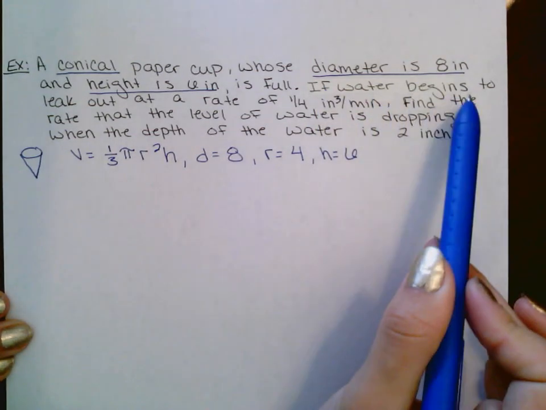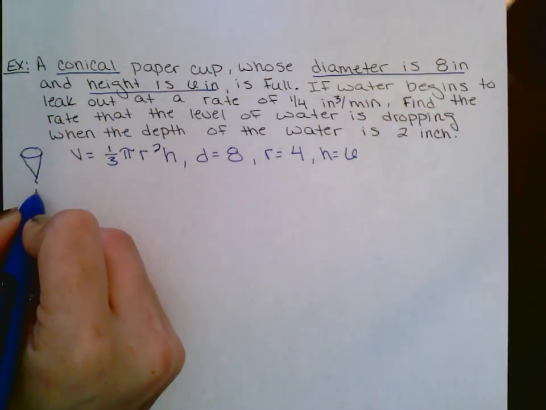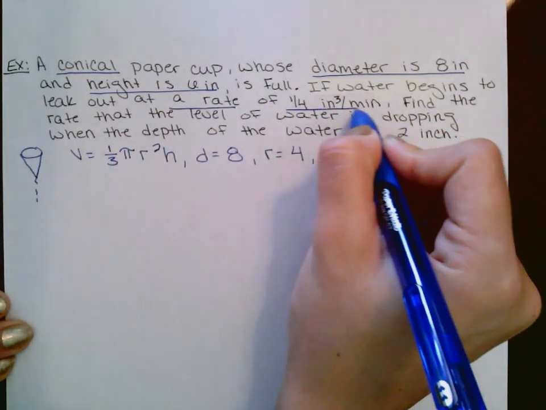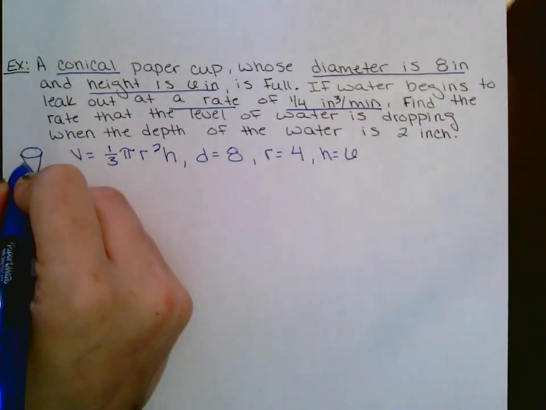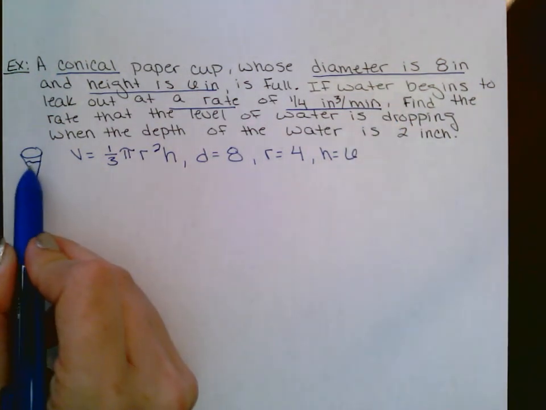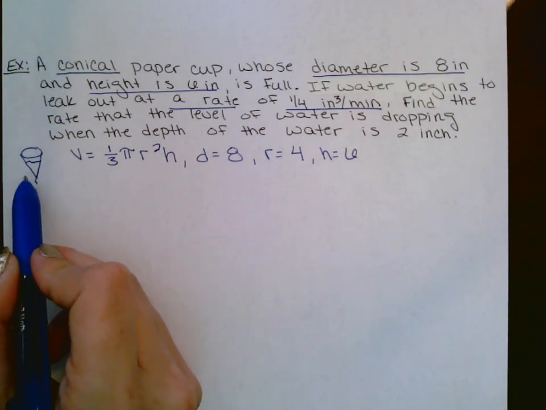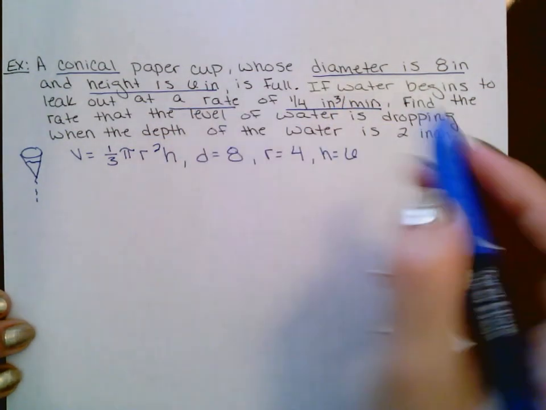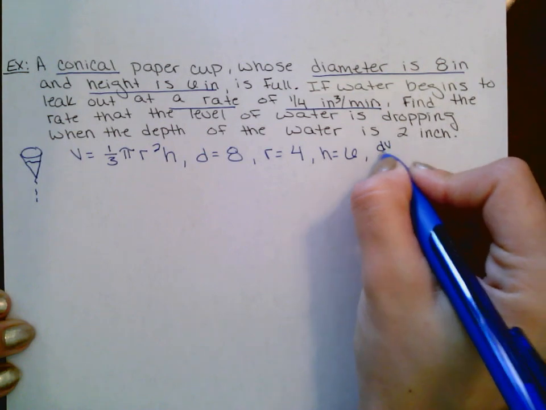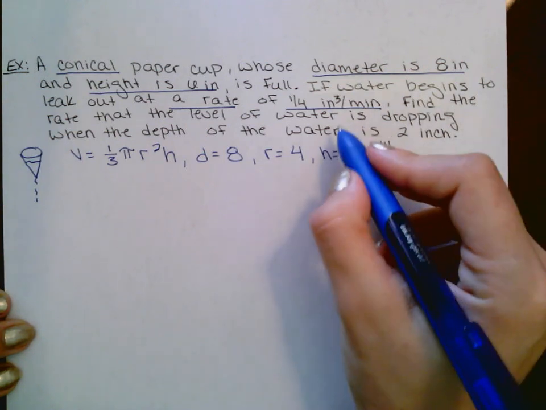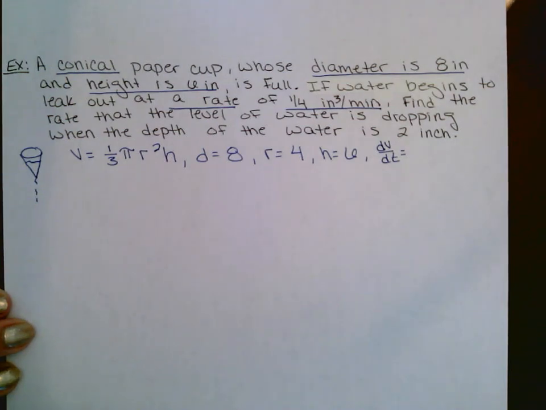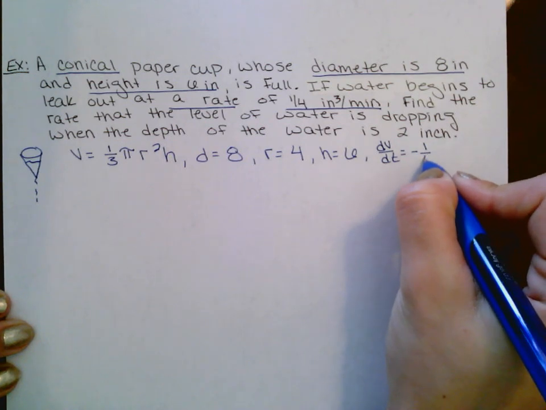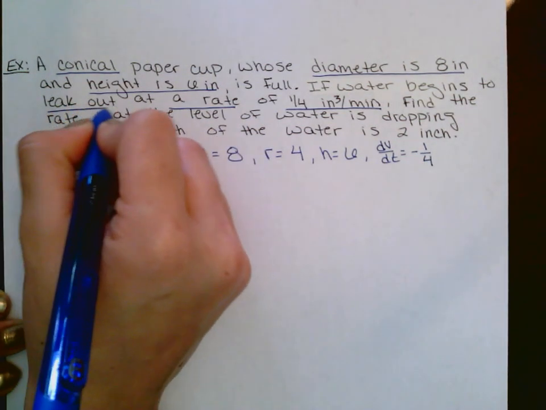Now it says if water begins to leak out, so water starts to leak out at a rate of 1/4 inch cubed per minute. So two things that should let you know what's going on. When water leaks out, the amount of water is the volume, okay? And also this number cubed should let you know that we were talking about the volume. So the rate of that water leaking out would be the derivative of the volume. Now it's leaking out. So that means that the amount of water as I leak out is decreasing. So that means it's going to be a negative 1/4. Okay? Leaking out. Very important there.